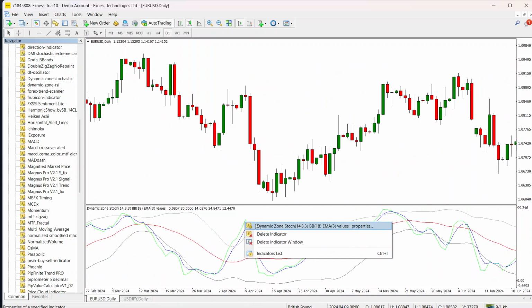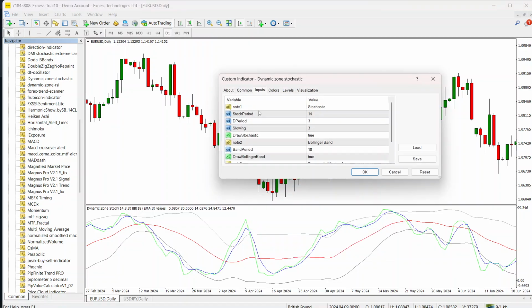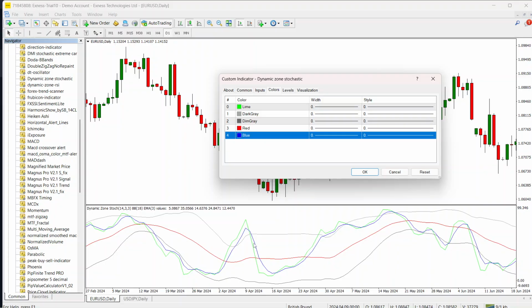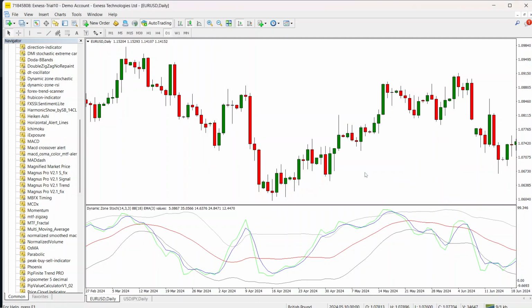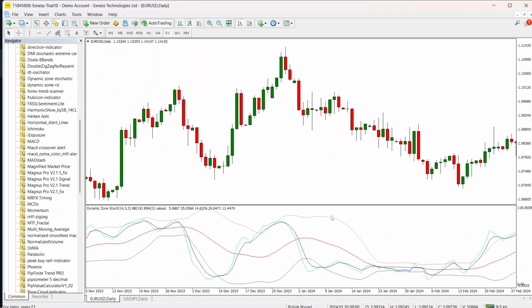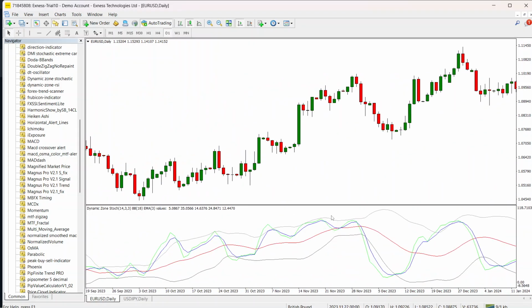Now we move over to the settings. We'll find the period for the stochastic line and Bollinger Band, and also for the EMA, which will be our blue line. I can adjust the colors. The default settings are designed for general use across all time frames, and you can adjust the underlying parameters to fine-tune the width and responsiveness of the dynamic channels.